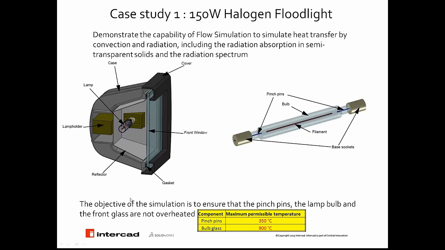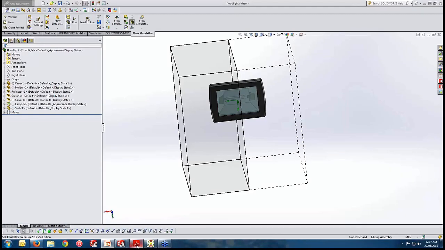The objective of this simulation is to ensure that the pinch pins, lamp bulb and front glass are not overheated. The main criteria for such a decision are that the pinch pins' maximum permissible temperature is 350 centigrade and the bulb glass is 900 centigrade. So what we do is set up a study, go through the advanced radiation parameters, and review the result at the end. All right, let's switch to the study.